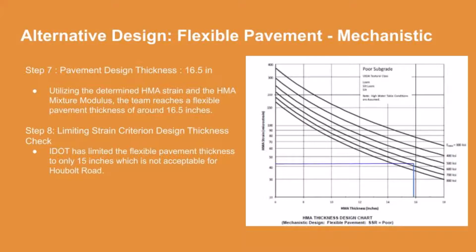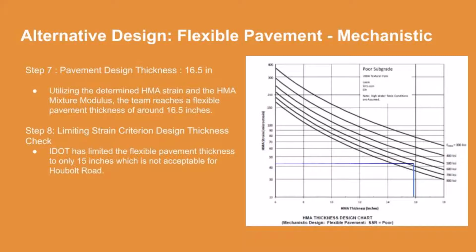We used the chosen traffic factor of 45.3 to get the corresponding HMA strain value. This value corresponds to 41 microstrain. With the HMA strain and the modulus found in the previous step, it was determined that the poor condition of the road forces a strain thickness of 16.5 inches. IDOT has a limited required thickness of only 15 inches.